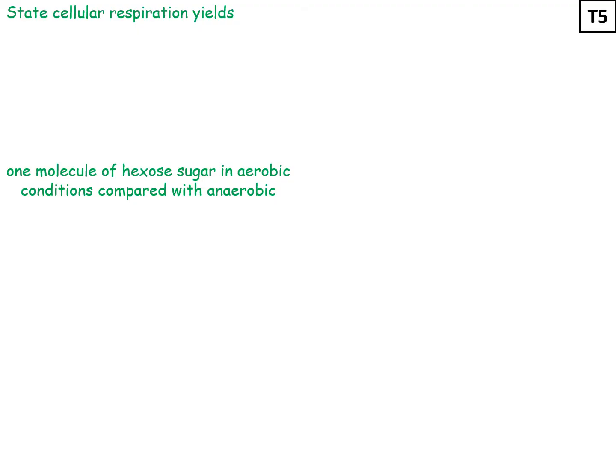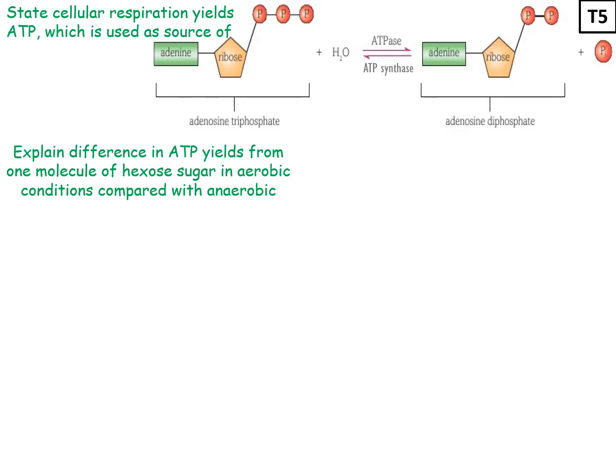We should state that cellular respiration yields ATP, and that ATP can then be used as a source of energy for metabolic reactions, and those metabolic reactions also generate heat energy. Explain the difference in ATP yield from one molecule of hexose sugar, such as glucose, in aerobic conditions compared to anaerobic.